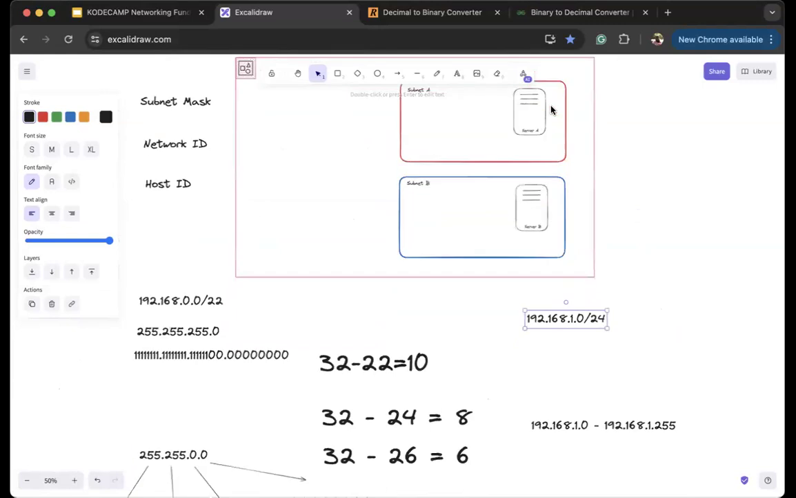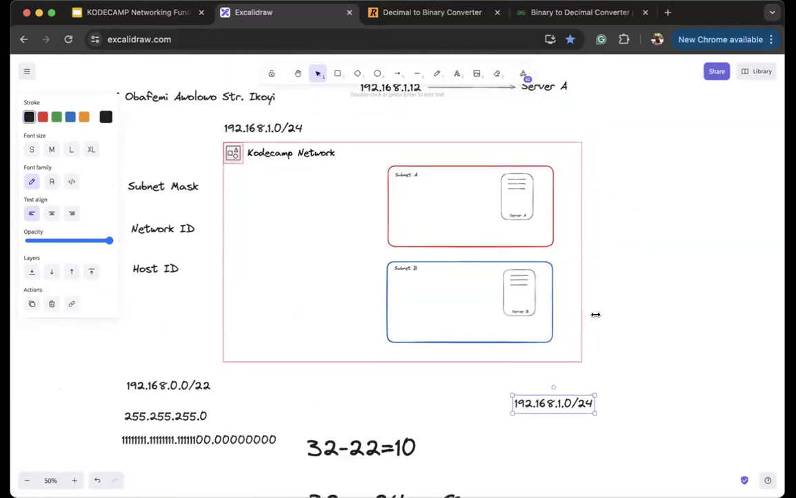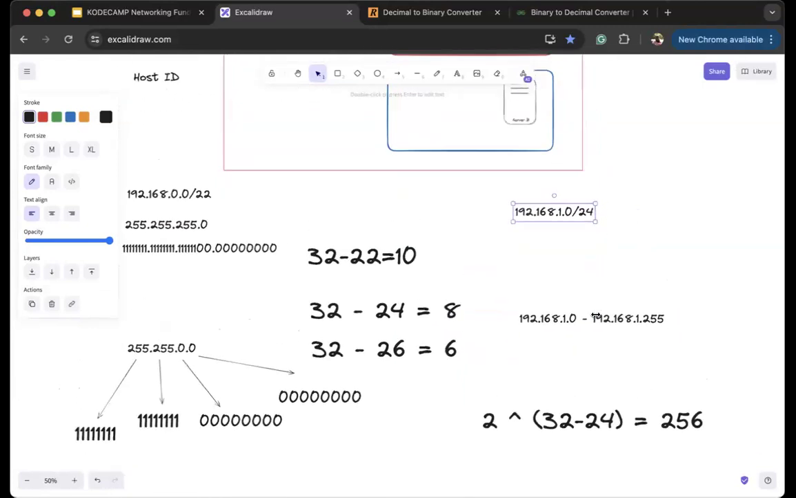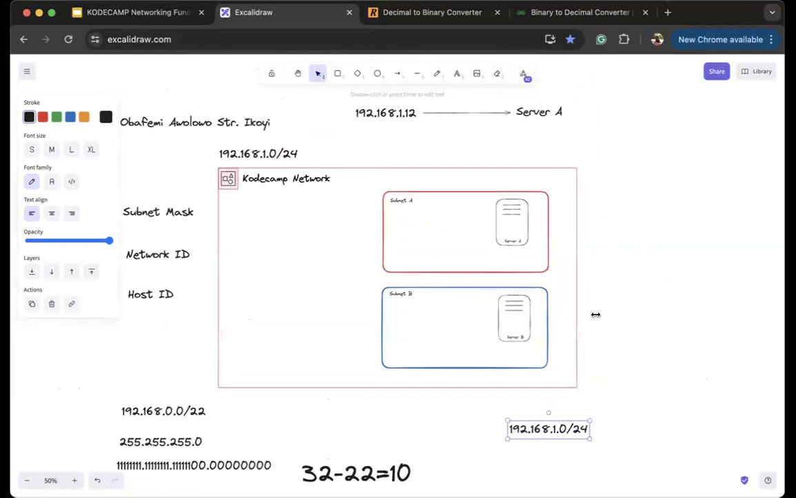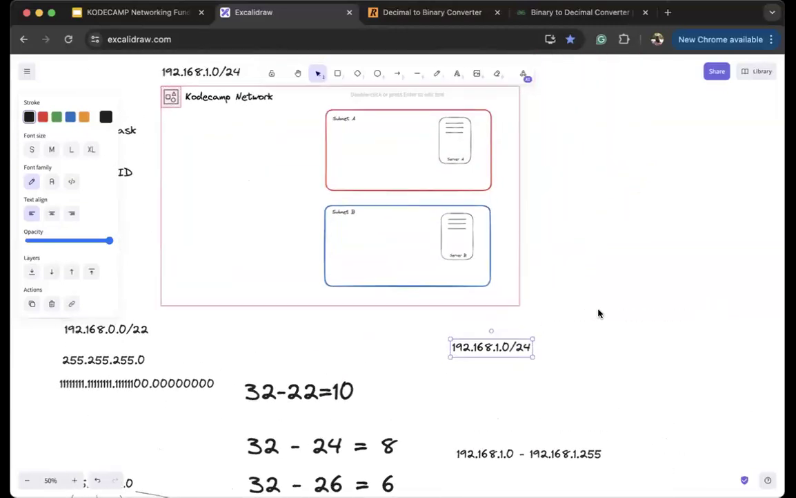Does that calculation make sense? You can go over it again. But let's go on to break down this network.